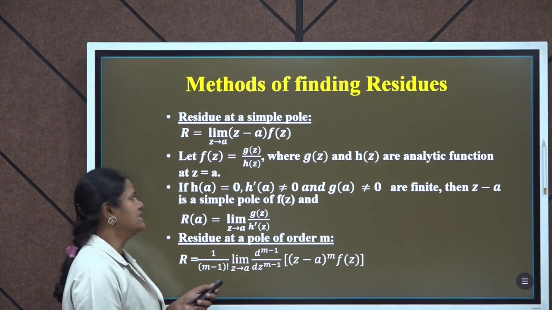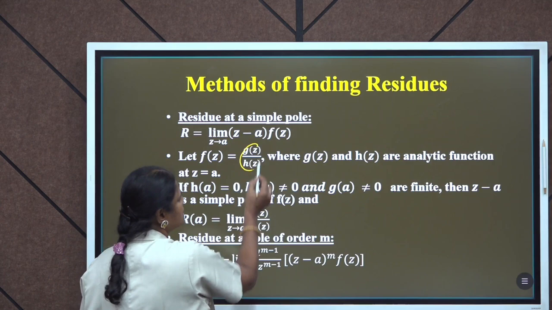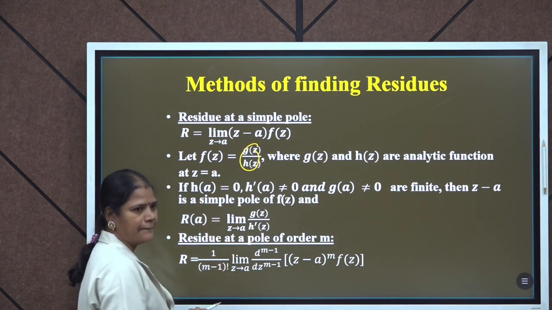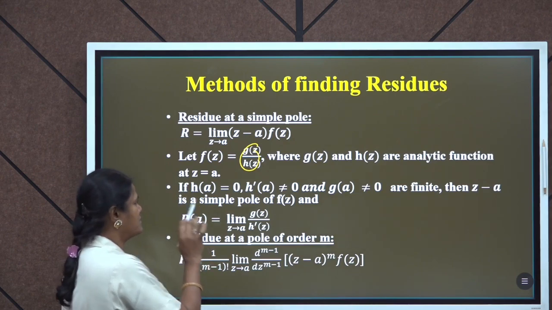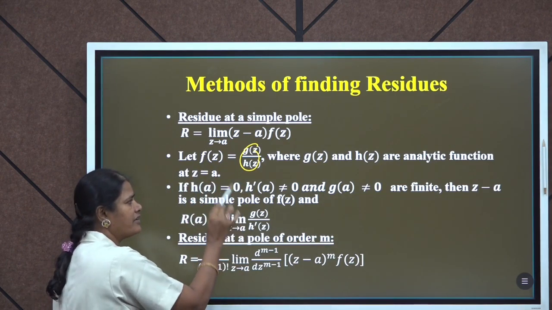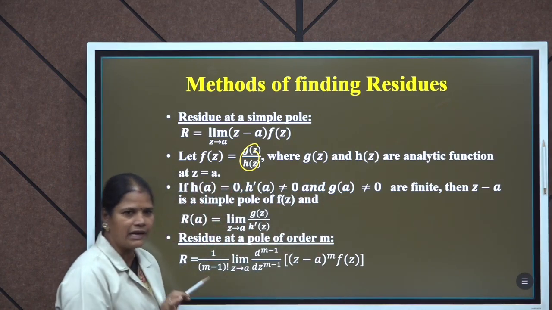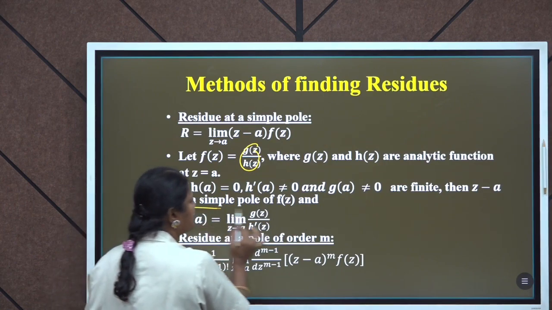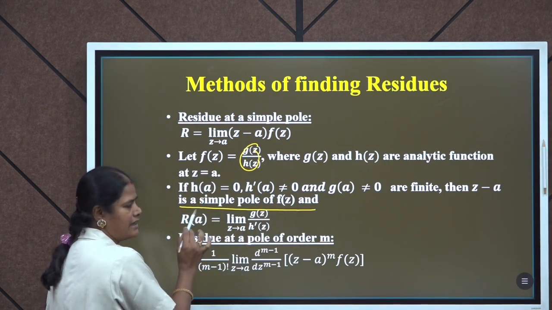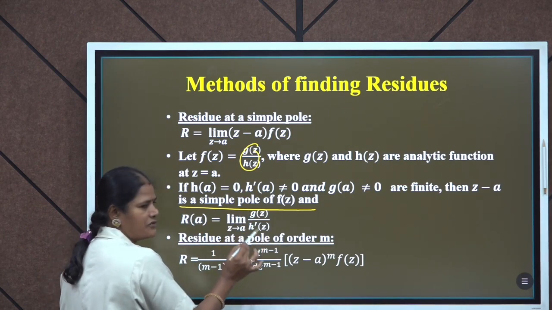The second method is, let f of z equal to g of z divided by h of z, where g of z and h of z are analytic functions at z equal to a. Another condition to satisfy for this formula: if h of a equal to 0, h dash of a is not equal to 0, and g of a is not equal to 0 and finite, then z equal to a is a simple pole of f of z, and the residue at that particular pole a is equal to limit z tends to a, numerator divided by the differentiation of the denominator.